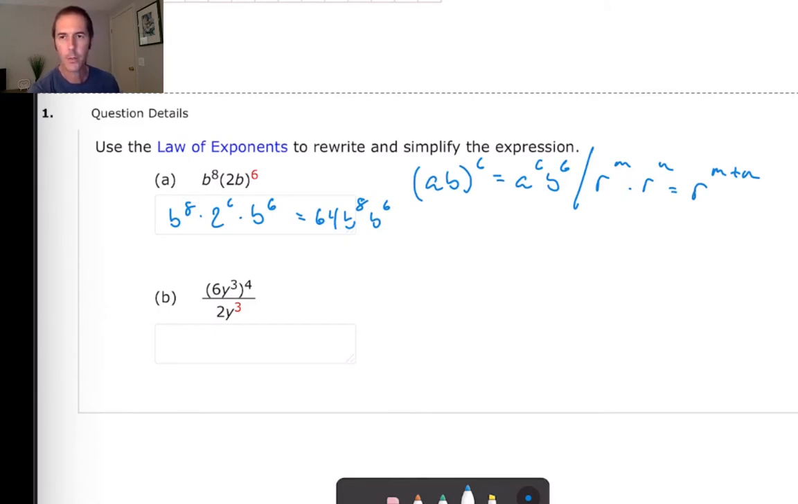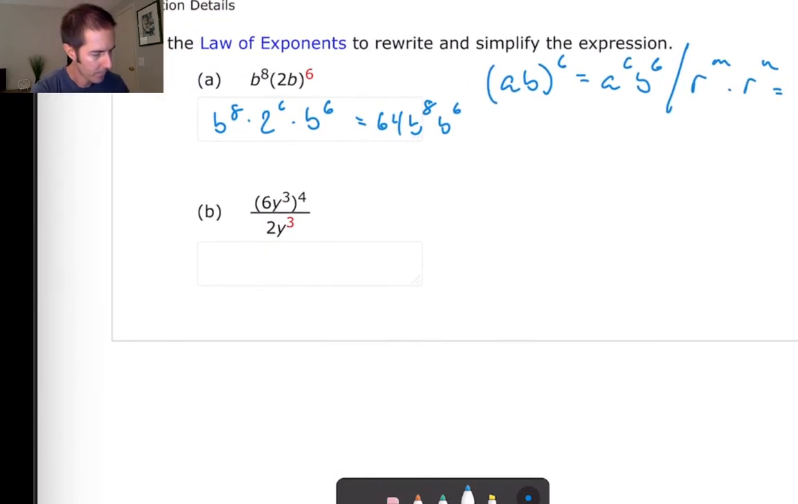I would tend to chop this up and look at just the numerator first and then rewrite it over the denominator. This denominator doesn't have to be modified at all, so let's have a look at the numerator. We'll take the 6 and raise it to the 4th power. We also have to take y to the 3rd and raise it to the 4th power. And then we'll put all of that over 2y to the 3rd.